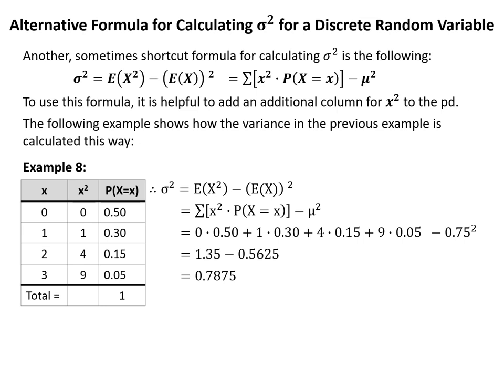So for example 8, we have the same table for the random variable x, except we add a column for x squared. So for the x values 0, 1, 2, and 3, the corresponding x squared values are 0, 1, 4, and 9. So therefore, sigma squared equals 0 times 0.5 plus 1 times 0.3 plus 4 times 0.15 plus 9 times 0.05 minus 0.75 squared, which equals 1.35 minus 0.5625, which equals 0.7875, which is the same value for sigma squared that we calculated previously.